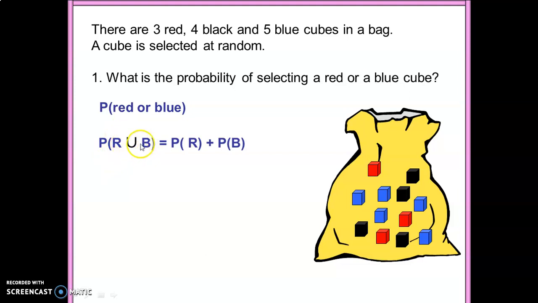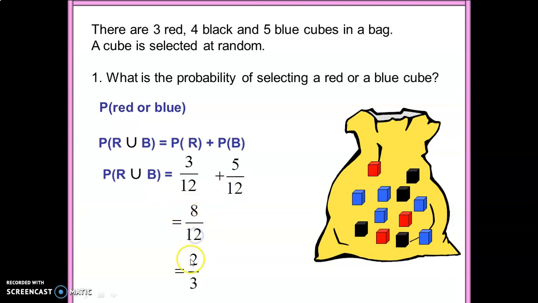And probability of red union blue is probability of red plus probability of blue. Again, we have 3 reds, 5 blues, so that's 8 cubes out of 12. So we can just add up the reds and blues to get what we need. And that's what we're doing here. We're saying there are 3 out of 12 reds and 5 out of 12 blues. Therefore, that is 8 out of 12 in total. Gives us our probability, which reduces to 2/3. So 2 out of every 3 in here are either red or blue.